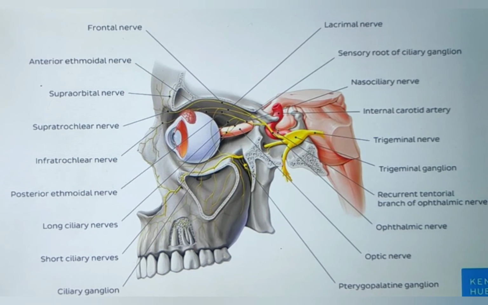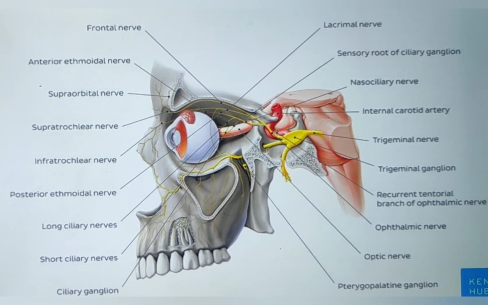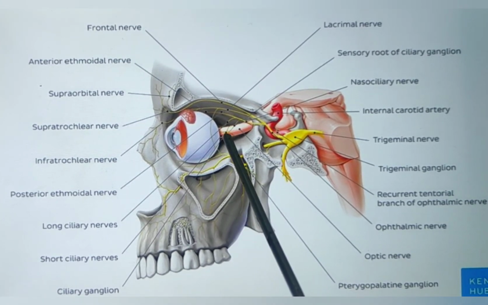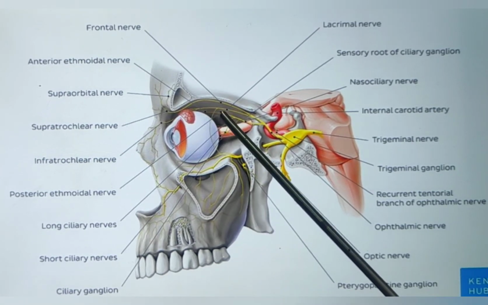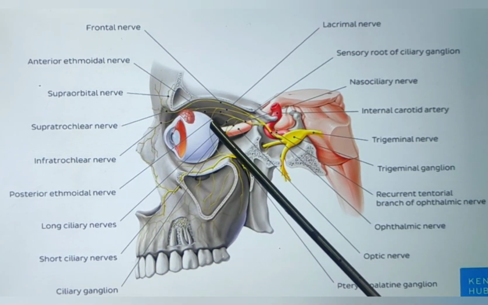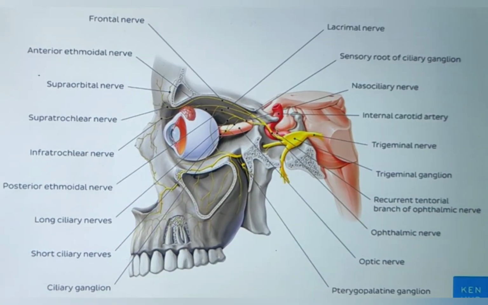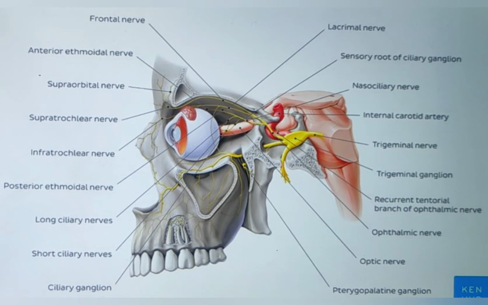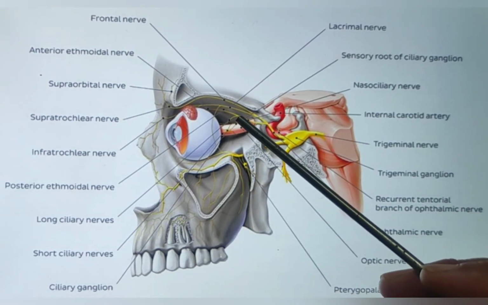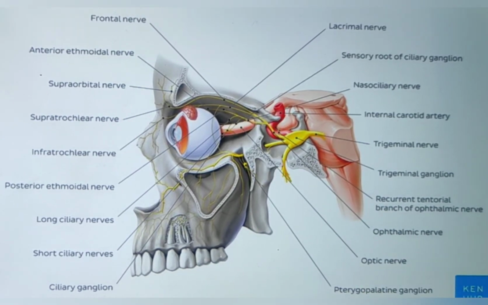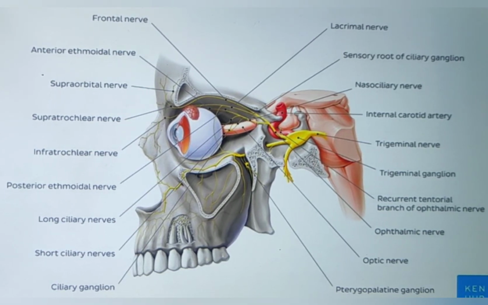Now the next branch, that is the long ciliary nerve. This long ciliary nerve is basically a group of 2 to 3 nerves which run directly to the eyeball, and then they are distributed over the iris and the cornea. Now the third branch, that is the posterior ethmoidal. This nerve basically supplies the mucous membrane lining the posterior ethmoidal air cells and the sphenoidal sinus.